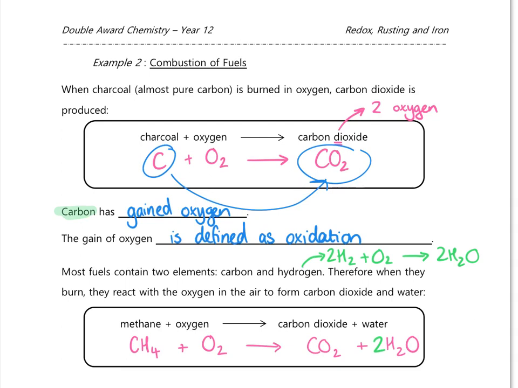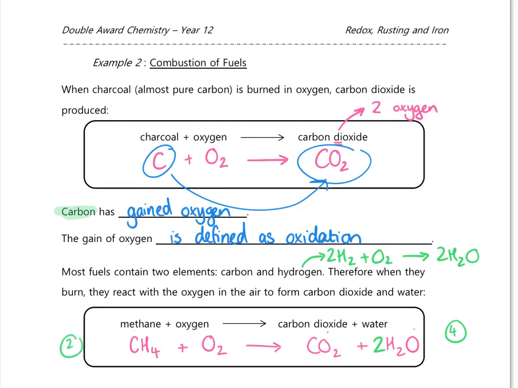How many oxygens do we have on the right-hand side? Well, we have 2 as part of carbon dioxide. We now have 2 from our water because we have 2 water molecules, each with 1 oxygen. So we have 4 on the right hand side, but we only have 2 on the left hand side.